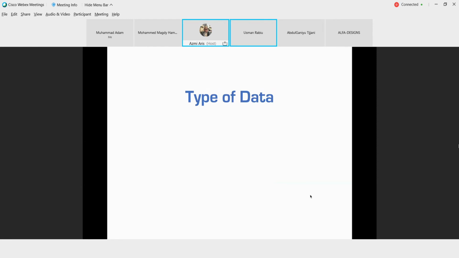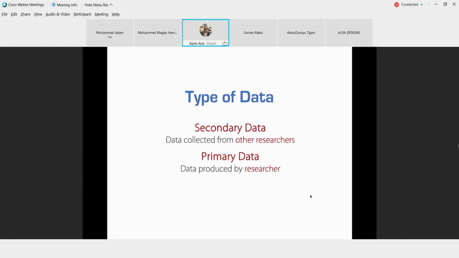In terms of type of data, this is important. In terms of type of data, there is what you call secondary data. This is the data that you collected from other researchers. And another one is the primary data. This is the data that you produce yourself. You go and collect the data yourself, either through experimental work, through field work, or through whatever approach. So there are two types of data, secondary and primary data. Both are important.